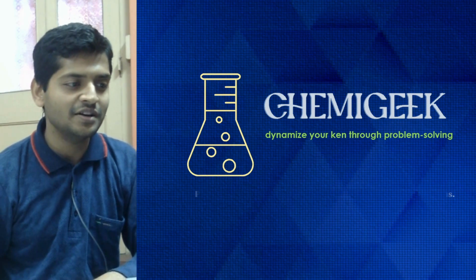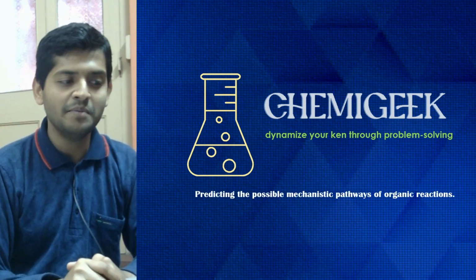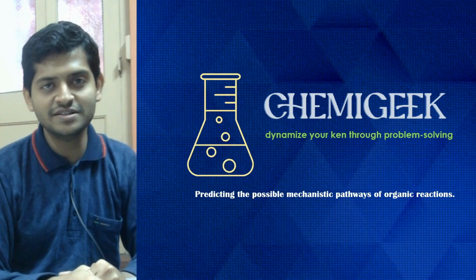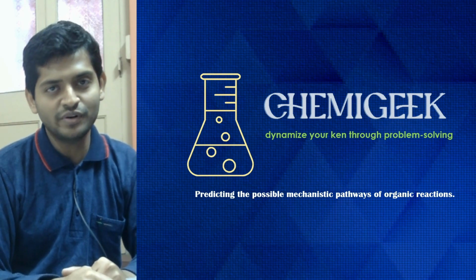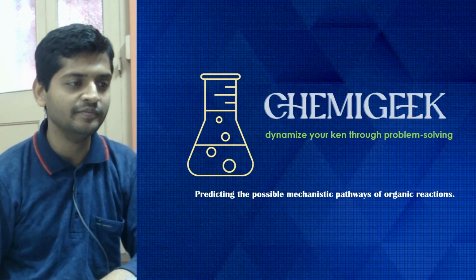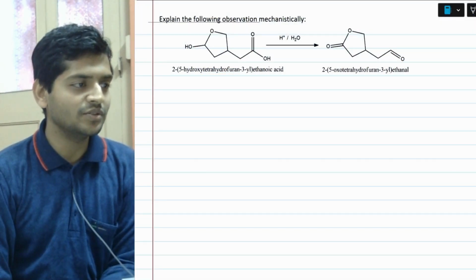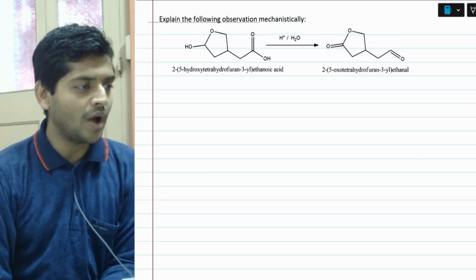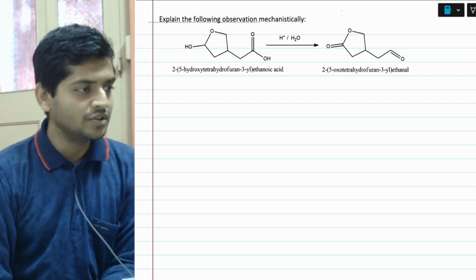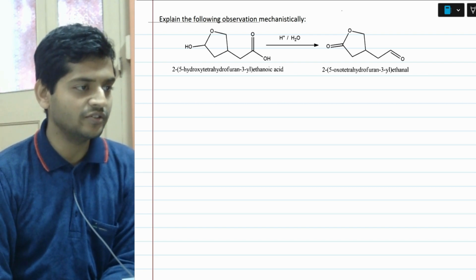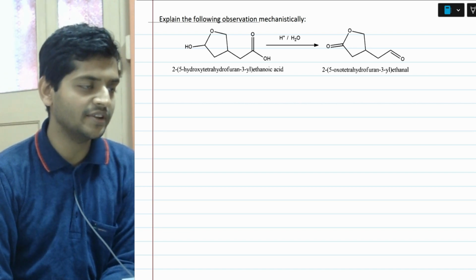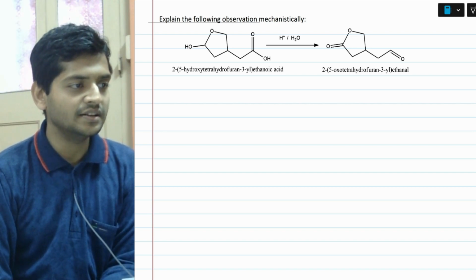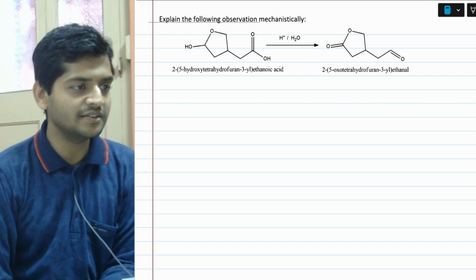Today we have this topic, predicting the possible mechanistic pathway of organic reactions, on which we are going to solve one problem. As you can see, there are two molecules. One is this 2,5-hydroxy tetrahydrofuran 3-yl ethanoic acid, which is on the left hand side, and the other one is the 2,5-oxo tetrahydrofuran 3-yl ethanal.